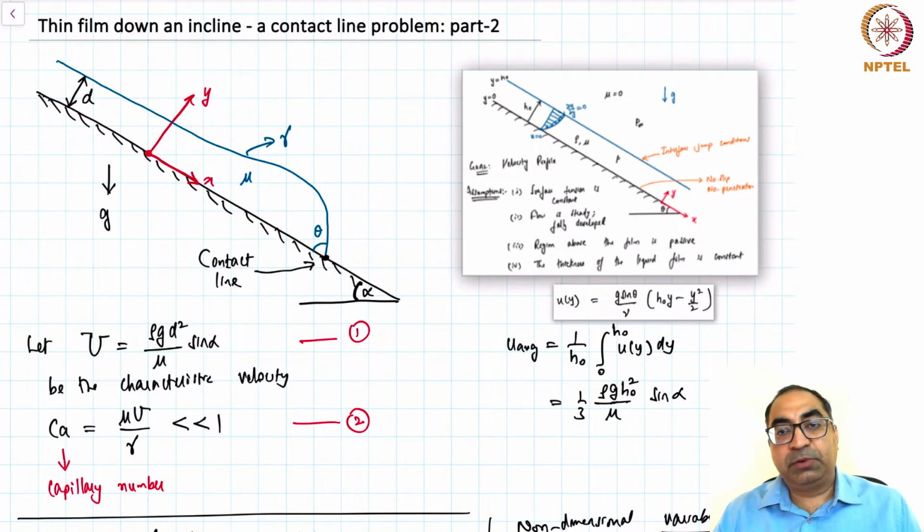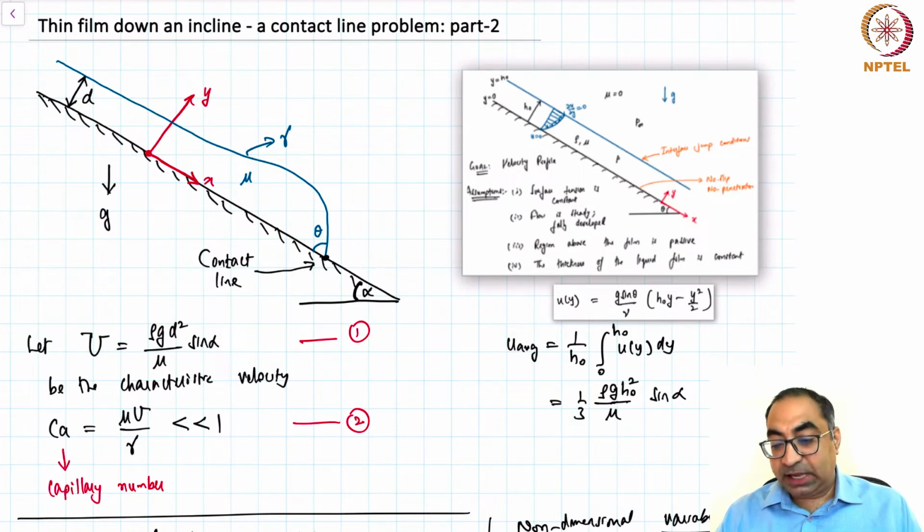Currently studying the problem of a thin film moving down an incline with a contact angle. Let us first quickly recap what we have done in the previous lecture. So we chose a thin film flowing down an incline where the contact angle is theta. We've chosen the characteristic velocity to be the average velocity in the thin film.